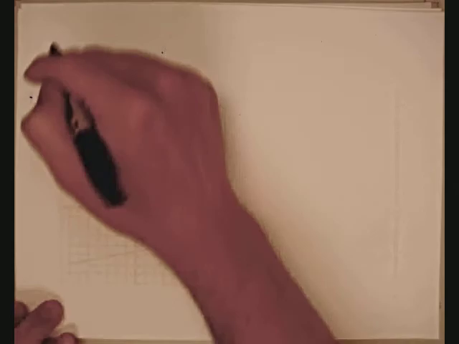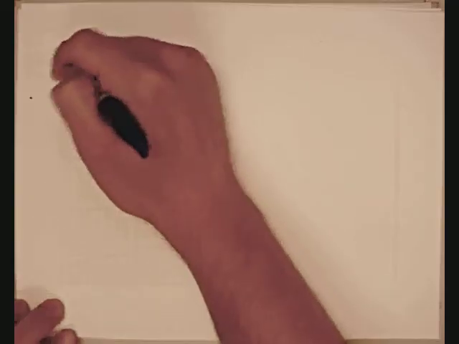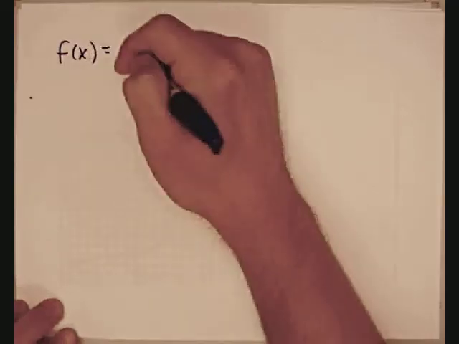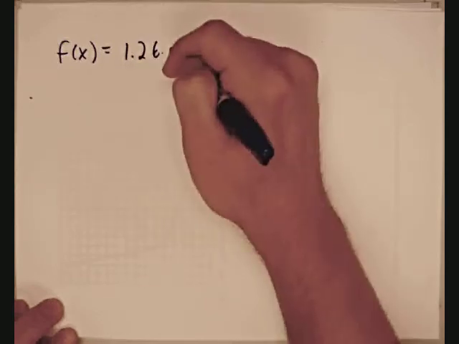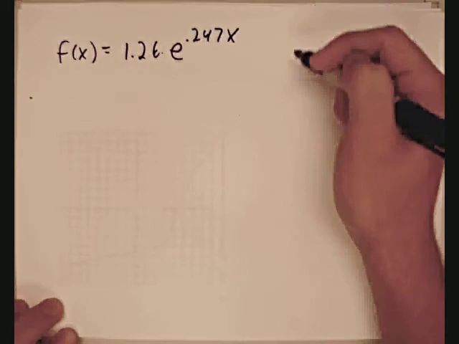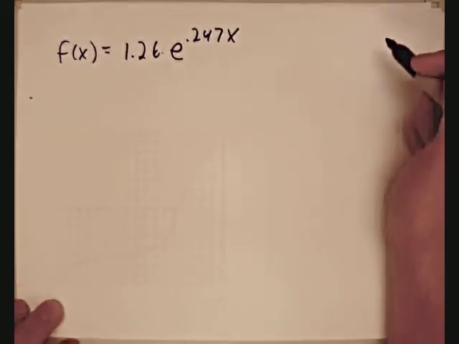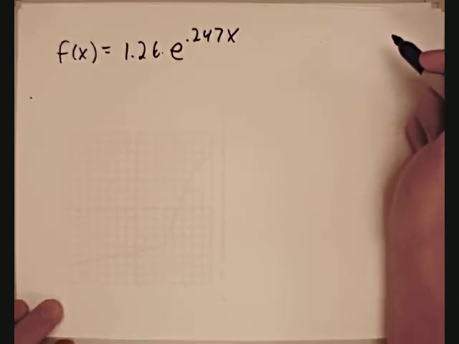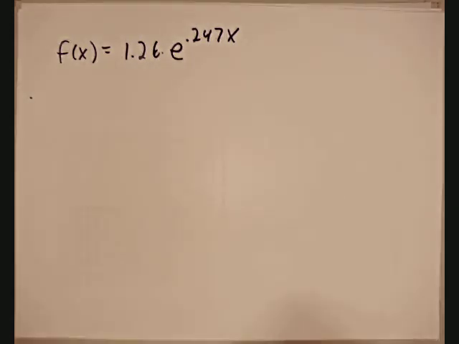So example 1, the gray wolf in the United States was hunted almost to extinction. The exponential function f of x equals 1.26 e to the 0.247 x power models the population of the gray wolf in the northern Rocky Mountains x years after 1978, when it was added to the endangered species list. If the growth trend continues as it has been, according to the model, what will the population of gray wolves be in 2015?